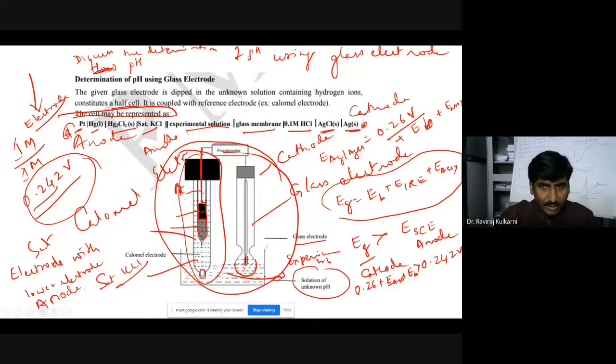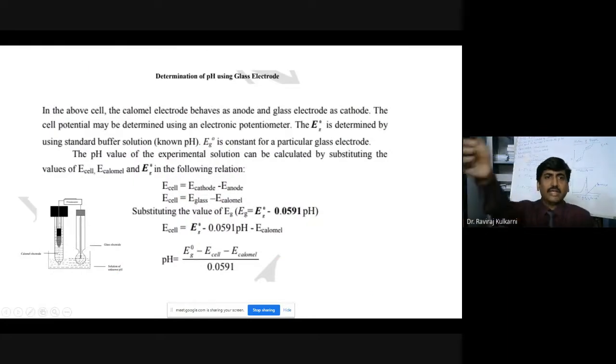In the examination, what do they ask? Discuss the determination of pH using glass electrode. How is the glass electrode used to determine the pH? They may ask like this also. In continuation with this, in the above cell, the calomel electrode behaves as anode, as I told you, and the glass electrode behaves as cathode because it has higher electrode potential. The electrode with lower electrode potential always behaves as anode. The electrode with higher electrode potential behaves as cathode.